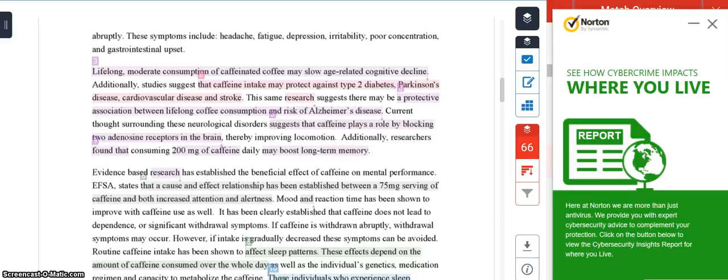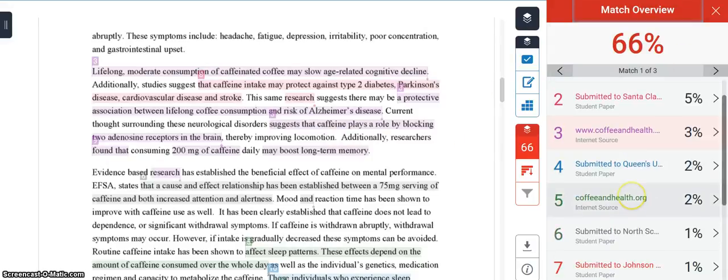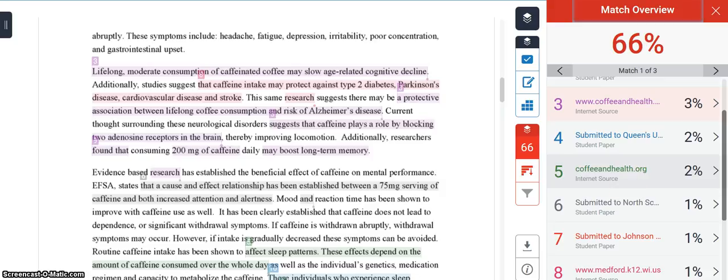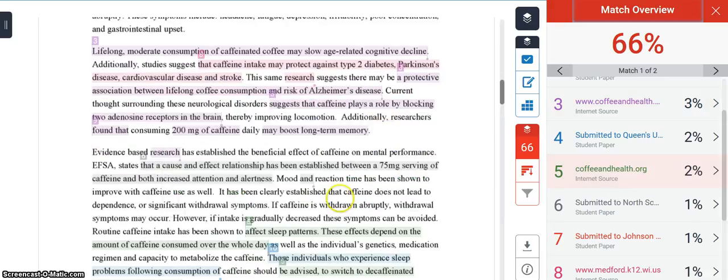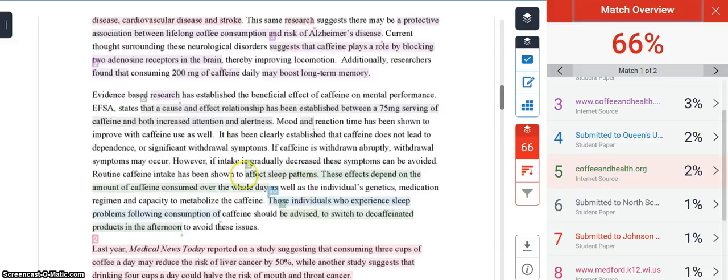All right. Let me see if there's anything else I need to look at here. Check out number 5. Okay, which appears to be right here. Routine caffeine intake has been shown to affect sleep patterns. These effects depend on the amount of caffeine consumed over the whole day. Well, what it appears to me is that this whole thing has been taken from somewhere and plopped in the paper.